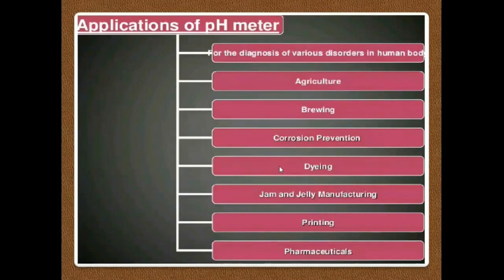Applications: disorders in human blood and human body. In agriculture, the pH meter is used. Then in dyeing it is used. Then in brewing and fermentation industries, the pH meter is used. Corrosion prevention, the pH meter is used. Dyeing industries, jam and jelly manufacturing, printing, and pharmaceutical industries. All these places, the pH meter is used. That is the main application.